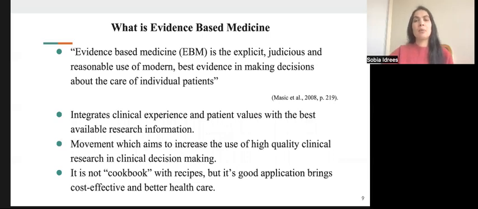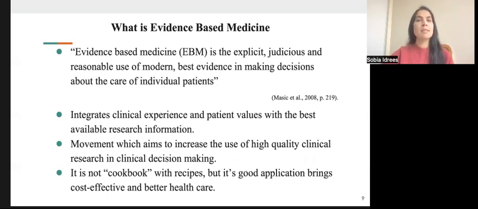Let's discuss what is evidence-based medicine. As you can see on the slide, it is defined as an explicit, judicious, and reasonable use of modern best evidence in making decisions about the care of individual patients. Now, how do we get this best evidence available? Focus on the second bullet point. It integrates clinical experience and patient values with the best available research information.